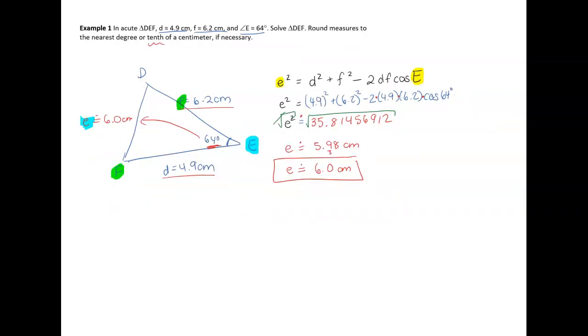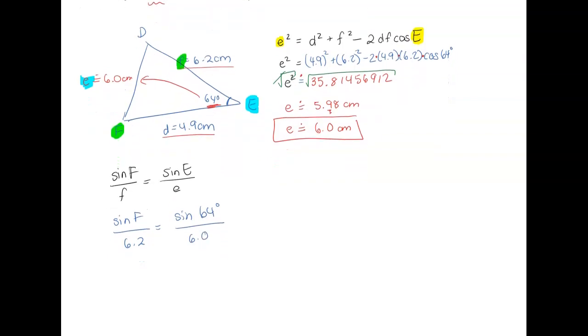So I'm going to write sine law with the angle on the top. So I write sine of capital F over little f equals sine of big E over little e. And I'm going to fill in what I have. So sine of f, which is what I'm looking for, over the side length, which is 6.2, equals sine of the big E, which is 64 degrees, all over little e, which we solved for, which is 6. And then I'm just solving for that side length.